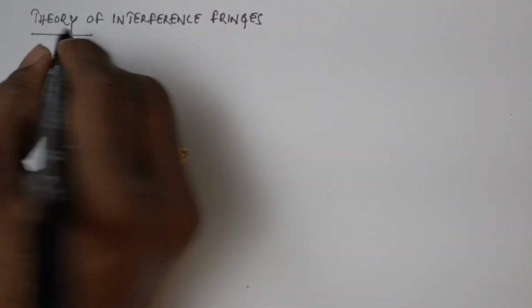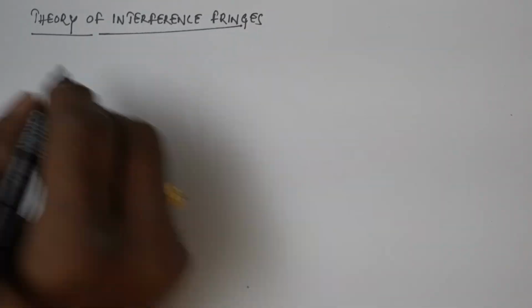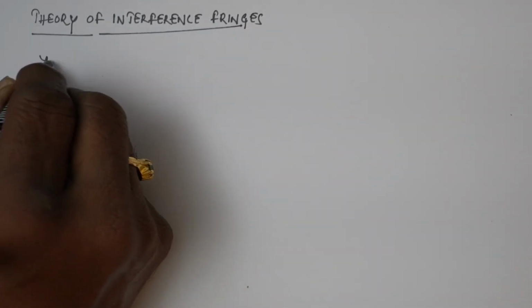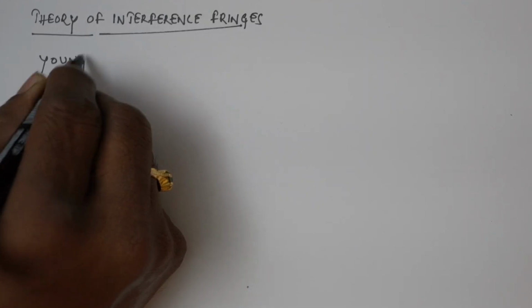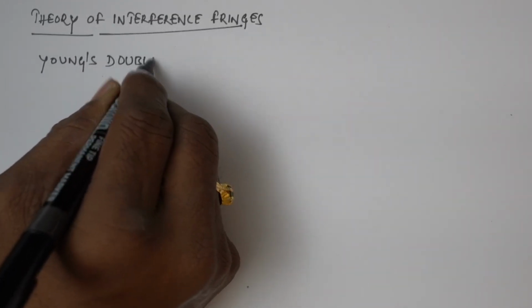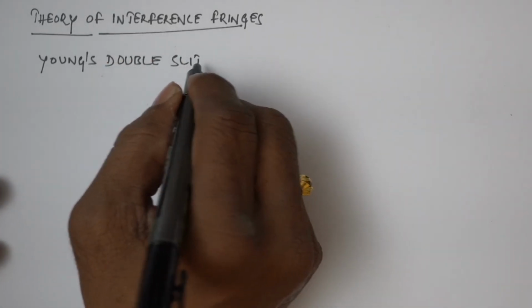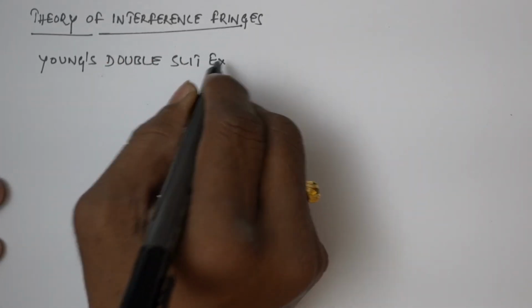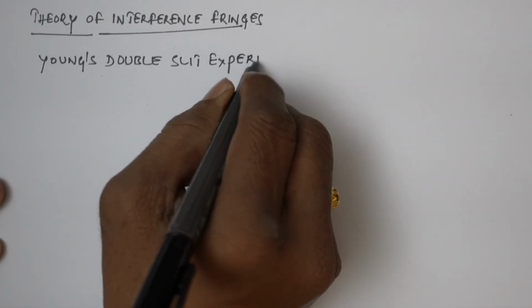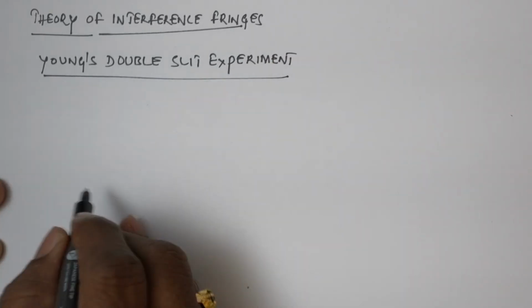Before I explain the theory of interference fringes, we have one experiment which is called Young's double slit experiment. Let me complete this Young's double slit experiment, and then you can understand the mathematical part of the theory of interference fringes. Young's double slit experiment. I am going to draw the diagram like this.